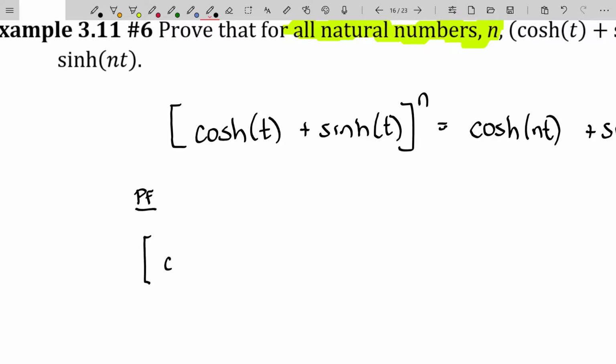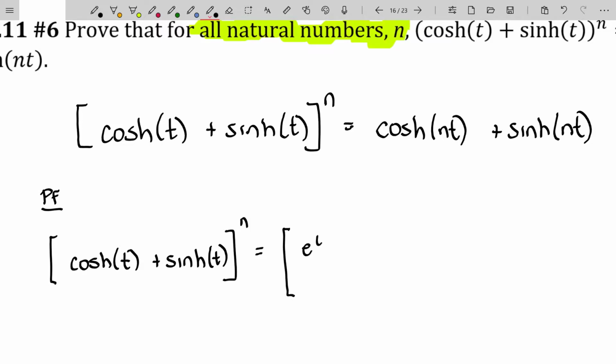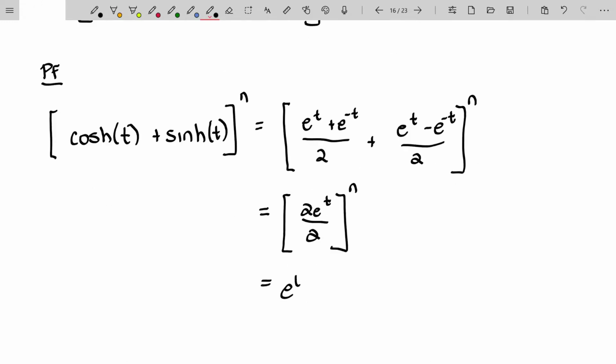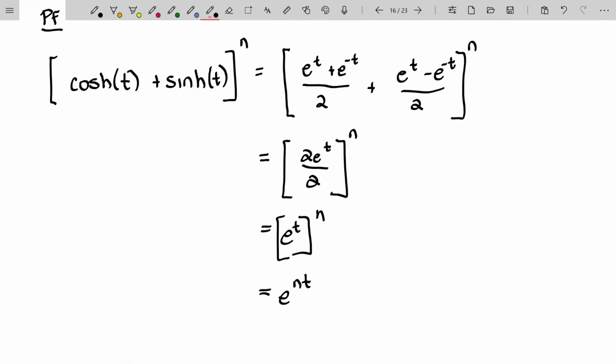I have the cosh of t, and I'm adding to that the sinh of t, and we're raising that to the nth power. Well, the cosh is e to the t plus e to the negative t over 2. And the sinh is e to the t minus e to the negative t over 2. We're raising that to the nth power. If you add those two up, you'll get 2e to the t plus e to the negative t minus e to the negative t, so those two cancel, and it's over 2. And obviously that's e to the t raised to the nth power, which is e to the nt.